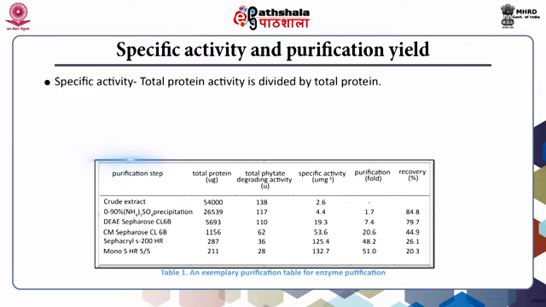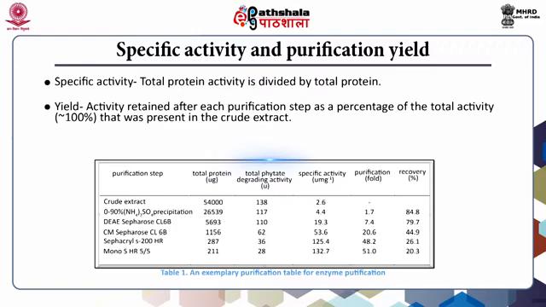What is specific activity? Specific activity is a parameter which gives us an idea of the purity of the enzyme in the mixture. It is the activity of enzyme per unit mass of the protein, obtained by dividing the total activity by total protein. Its unit is U per milligram. The purer the protein, the higher is the specific activity.